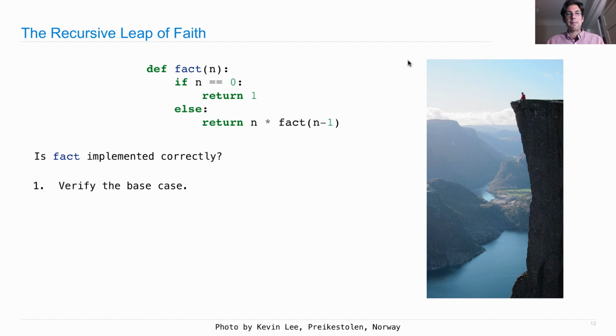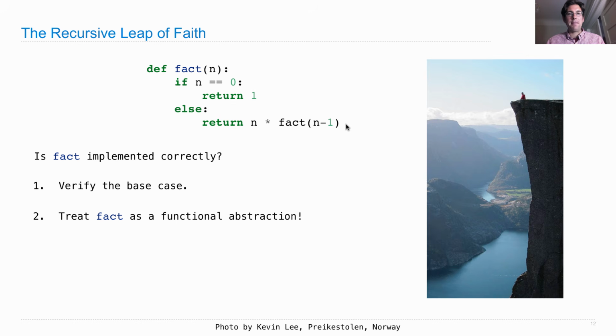First, verify the base cases. That just makes your life easy because you know that you have some cases correct. So if n is 0, this thing behaves correctly. Next, you have to treat fact as a functional abstraction. What that means is, for this call to fact, don't think about how it's implemented. Just think about what it's supposed to do.